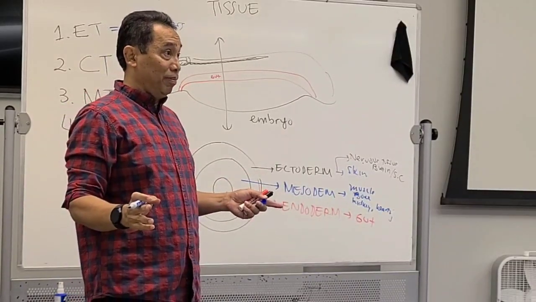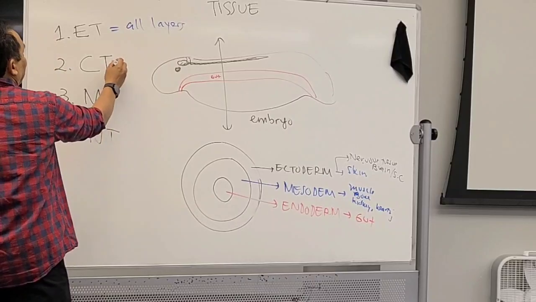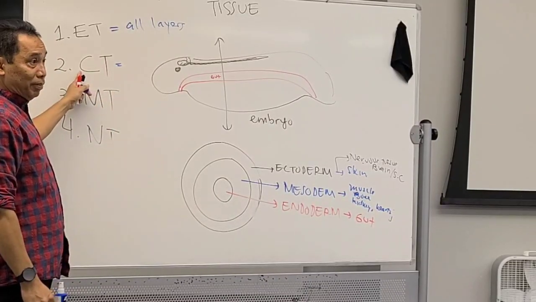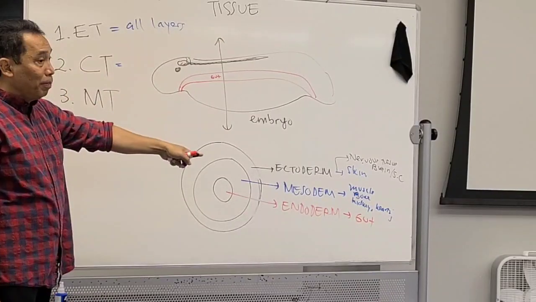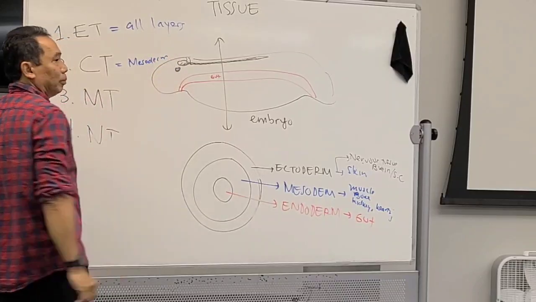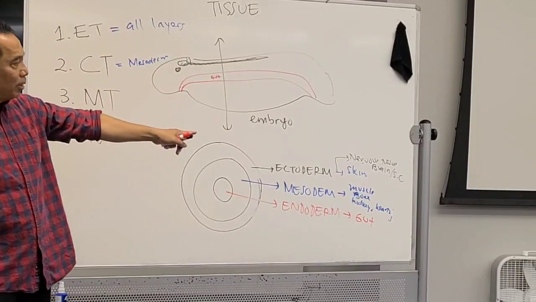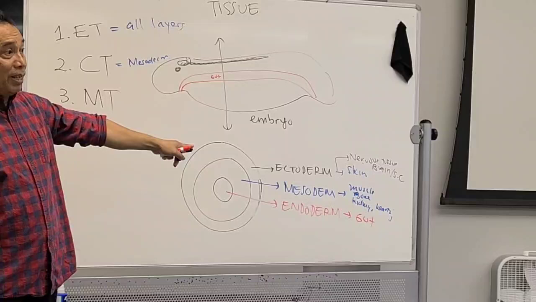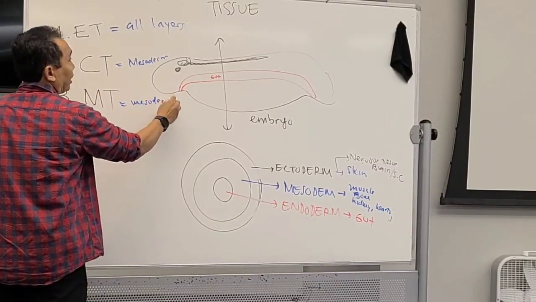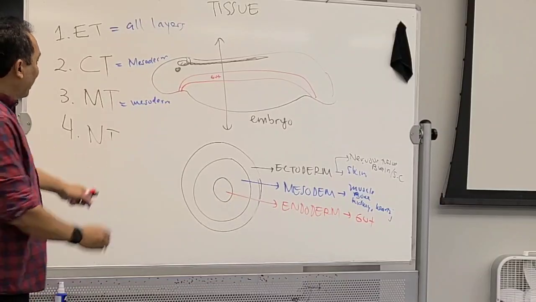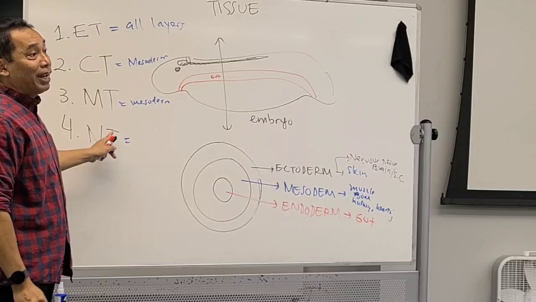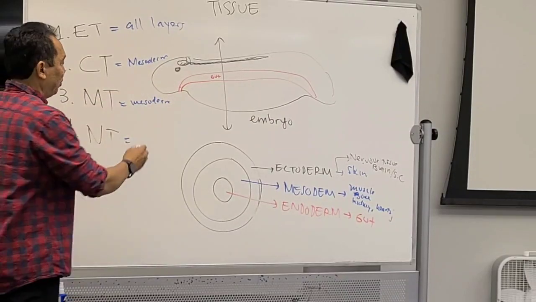Okay. Now how about CT? Examples of CT are blood and bone. So they are made from mesoderm. MT, muscle. Where is muscle located? In the middle. Made of mesoderm. Okay? It's developed from mesoderm. How about NT, nervous tissue? This is the one that's special. It is in the middle, but it's actually made of ectoderm.